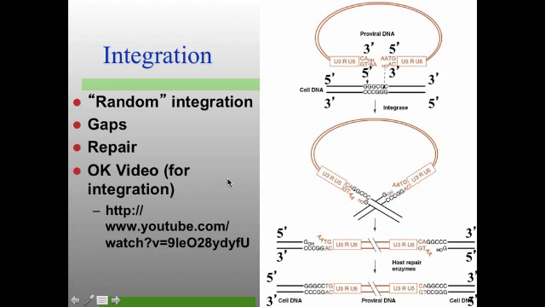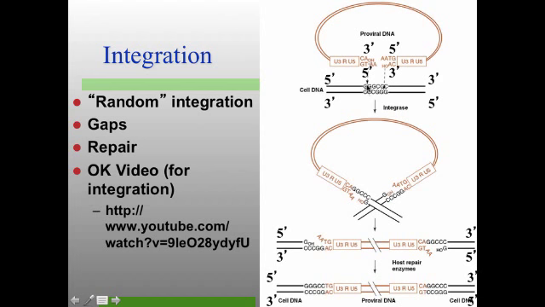There's a decent video for integration here. It's actually really crummy in terms of replication as far as I'm concerned. But looking at integration, it talks about how the ends are cleaved here. They get put back together. And you end up with these direct repeat sequences on either end of your integrated viral genome. And the reason for that is the offset cut, which happens here.